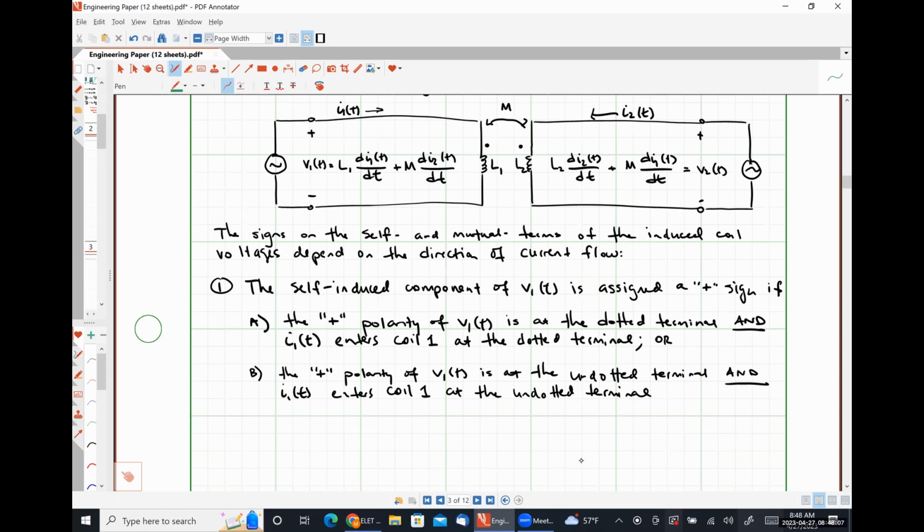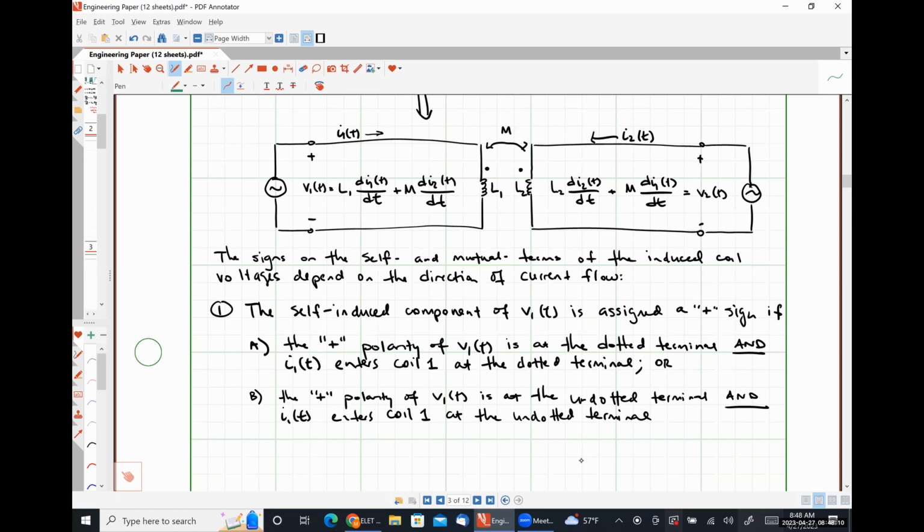So what if the positive polarity of our voltage were here and the current were flowing this way? The positive polarity terminal is associated with the dotted terminal, but now the current is flowing into the undotted terminal. Neither of those conditions is true, which means we have to give that term a negative sign. Okay. So if either of these is true, it gets a plus. If neither of them is true, it gets a minus. Pretty straightforward, right?